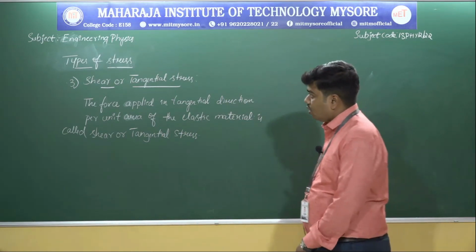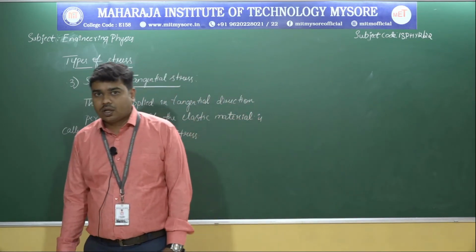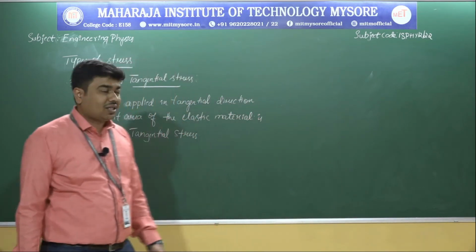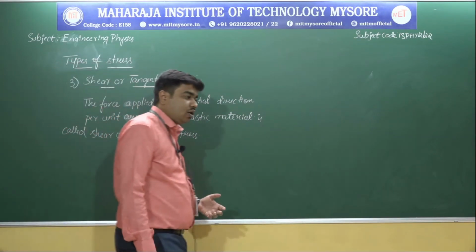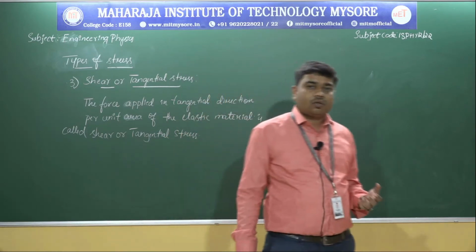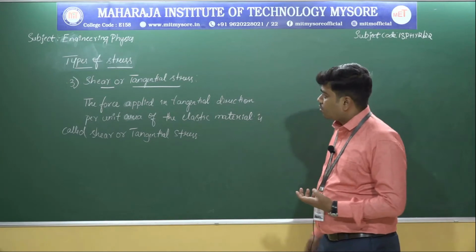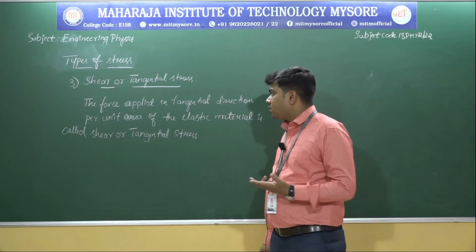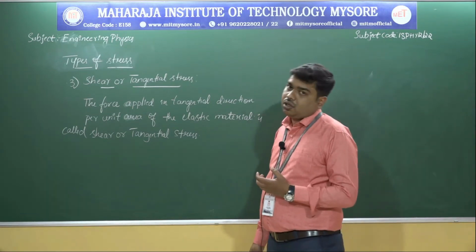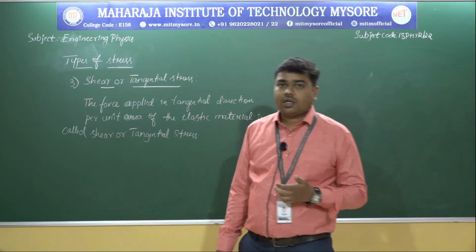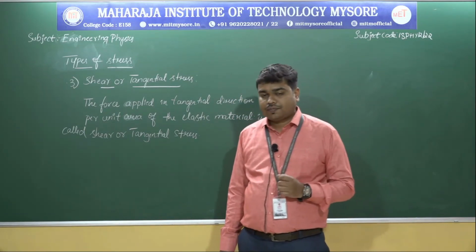Now in the case of longitudinal stress or tensile stress, the force is being applied in the perpendicular direction to the object, because of which there is change in length. In the case of volume or compression stress, the force is being applied in the normal direction to the surface of the object, because of which there is change in volume. Now here in the case of shear or tangential stress, the force is being applied in the tangential direction to the surface of the elastic material. So because of it there is change in the cross sectional area. So these are the 3 different types of stress.